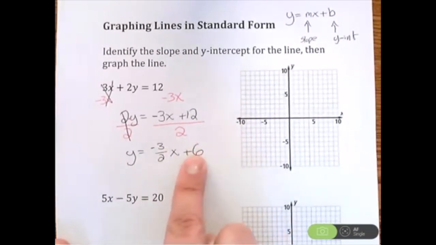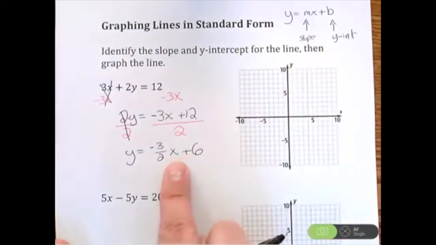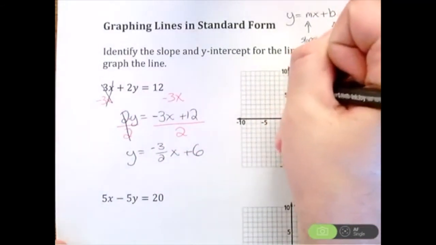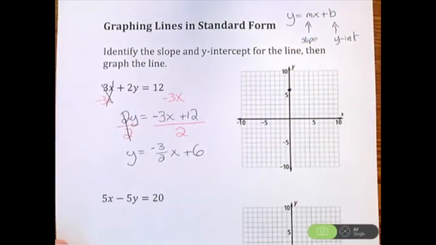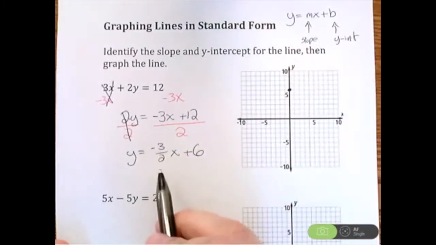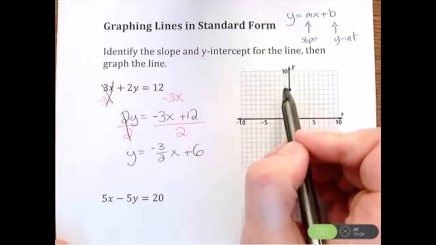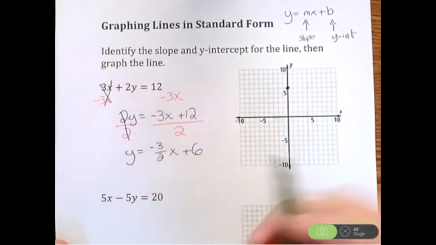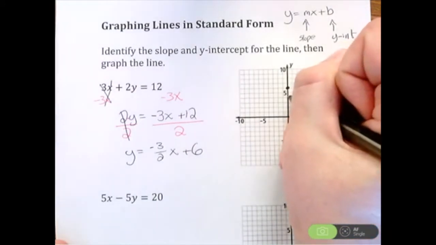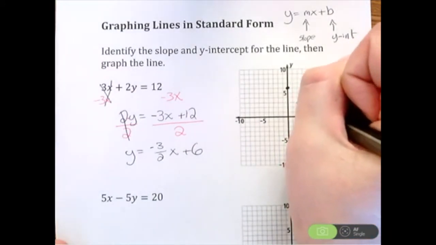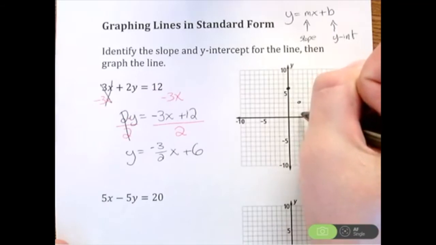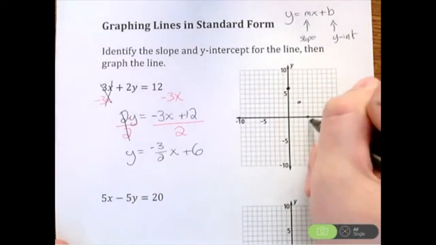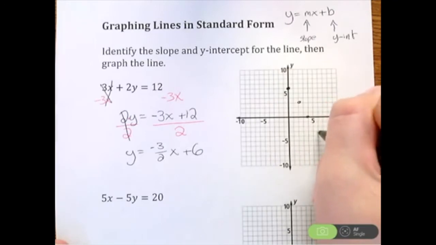I can now graph this. My y-intercept is 6, so I'm going to go to the y-axis, all the way up to 6, and put a point. My slope is negative 3 over 2, because if it's negative, I'm going to be going down. So I need to go down 3 and to the right 2. Down 3, 1, 2, 3, right 2.